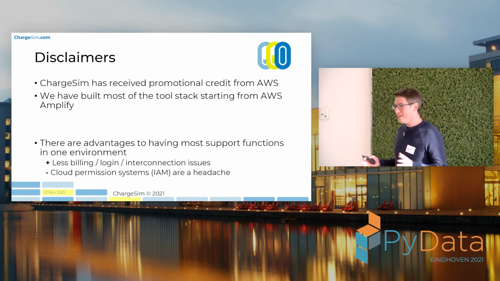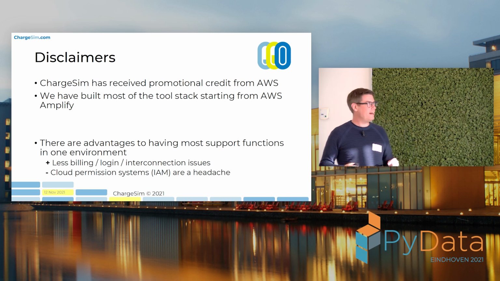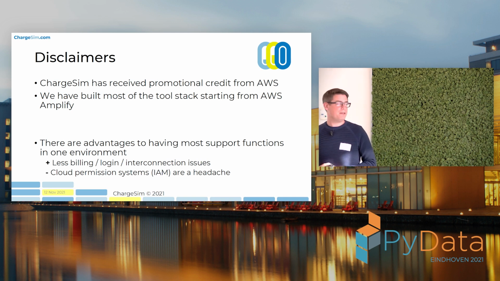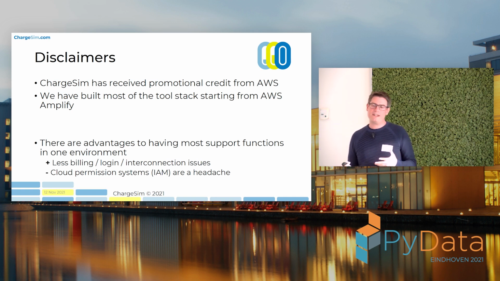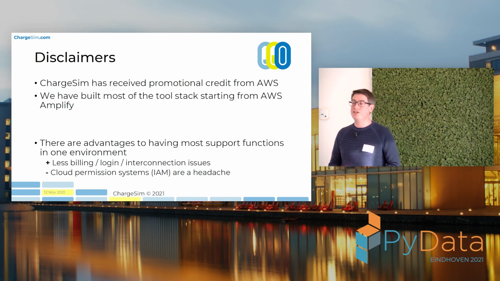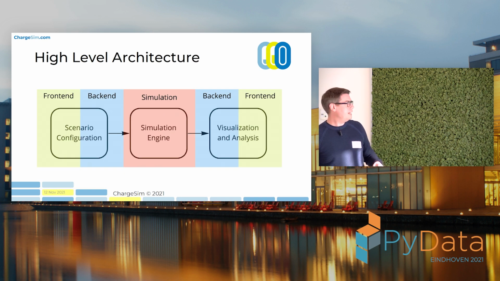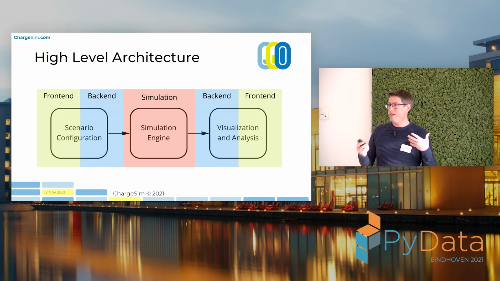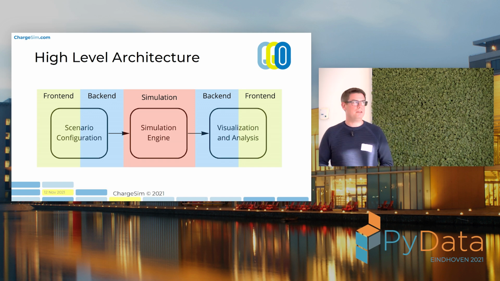Quick disclaimer to get it out of the way. We do have some promotional credit from AWS, so I will talk about some Amazon stuff that happens to be what we're using. So I don't have a totally unbiased view on that, but I'll explain some of the trade-offs. And for most of these things, Google and Azure, and third-party tools can do a lot of these functions as well. Yeah. There are obviously advantages to having everything on the same platform. If you have one login system and one billing system for everything, that's quite helpful.